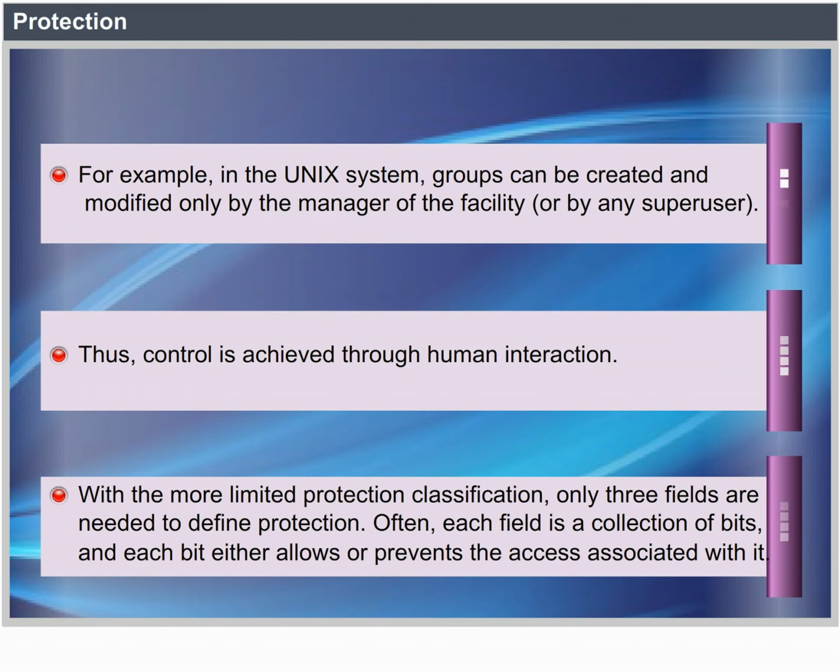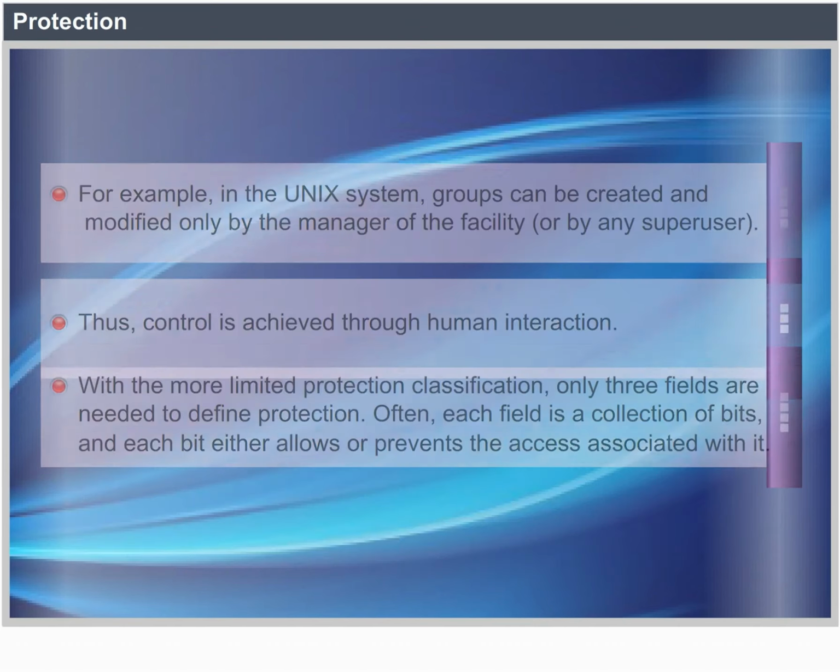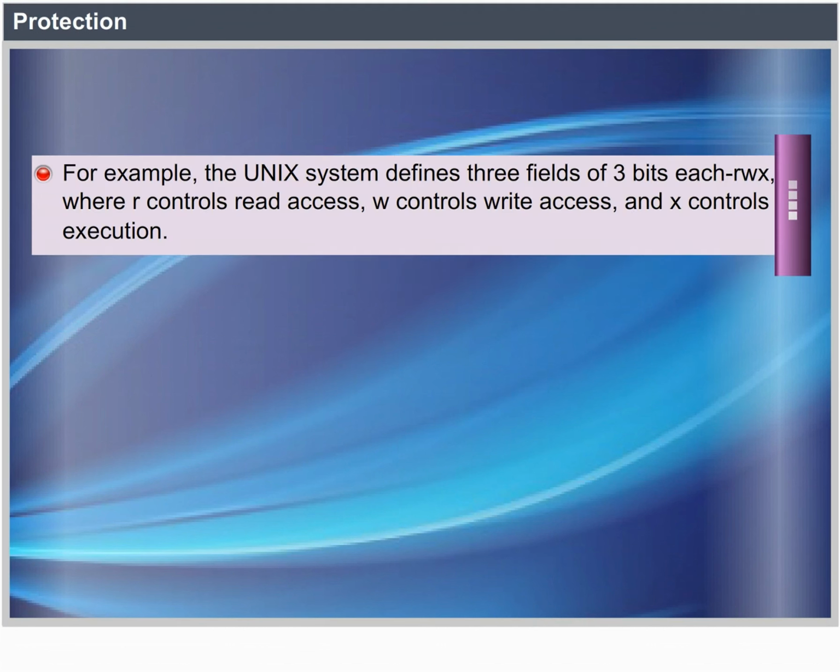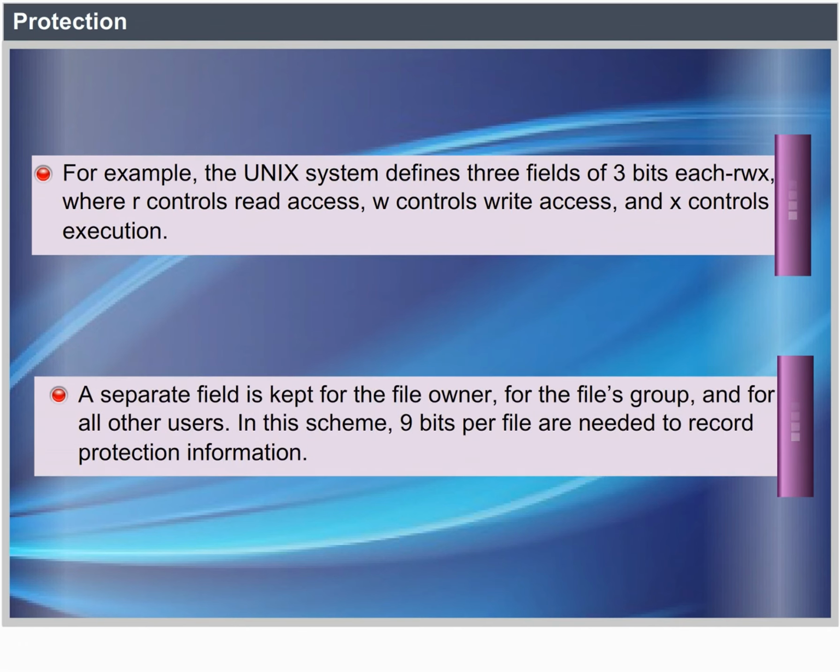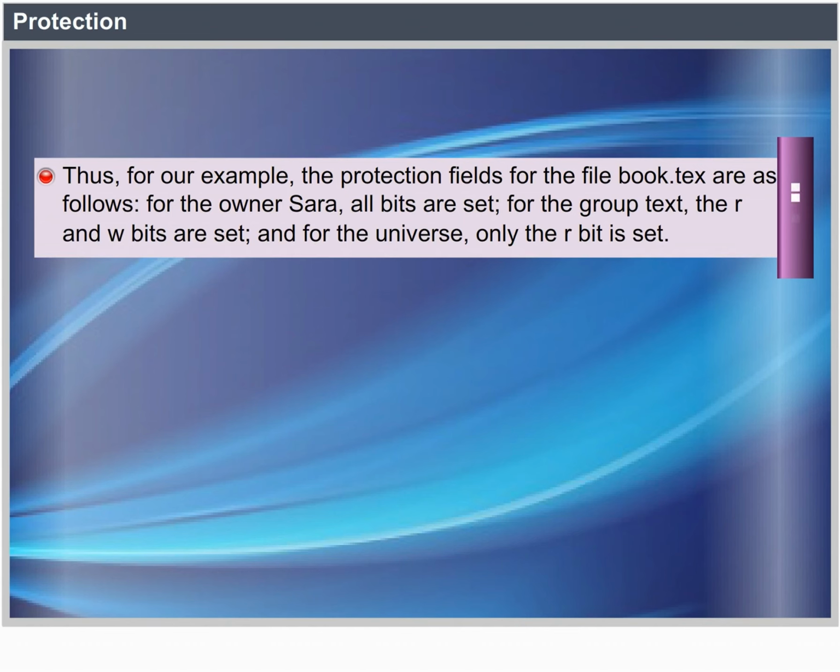For example, the Unix system defines 3 fields of 3 bits each, RWX, where R controls read access, W controls write access, and X controls execution. A separate field is kept for the file owner, for the file's group, and for all other users. In this scheme, 9 bits per file are needed to record protection information. Thus, for our example, the protection fields for the file book.tex are as follows. For the owner, Sarah, all bits are set. For the group text, the R and the W bits are set. And for the universe, only the R bit is set.